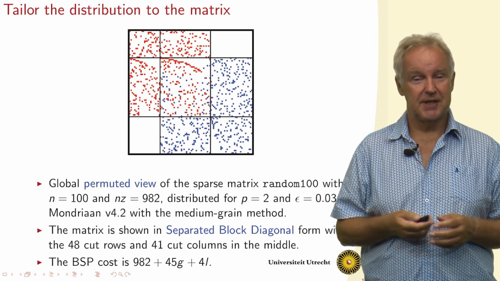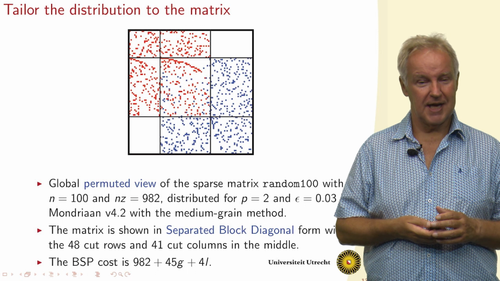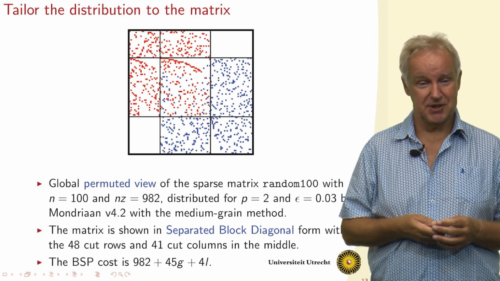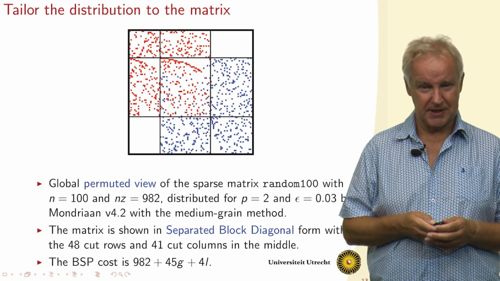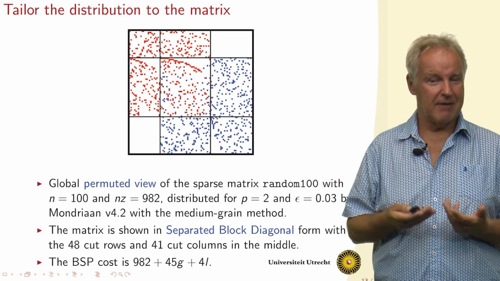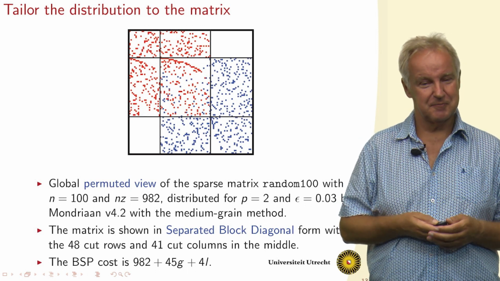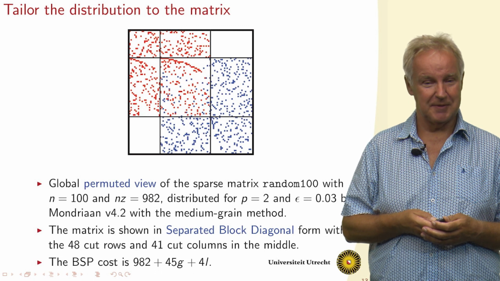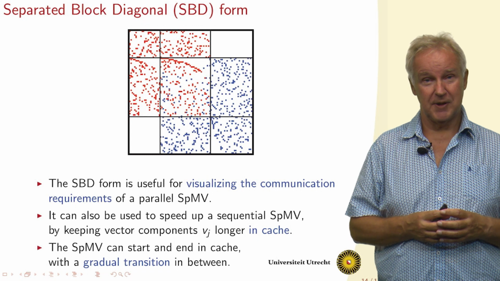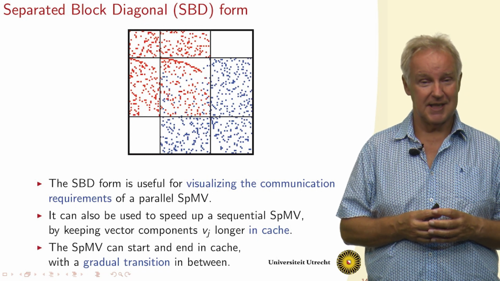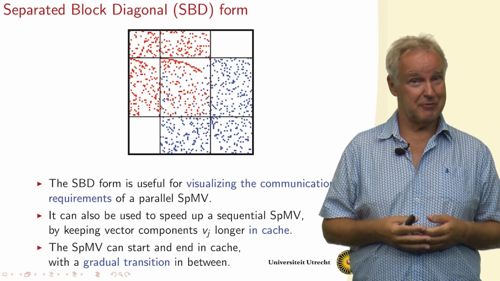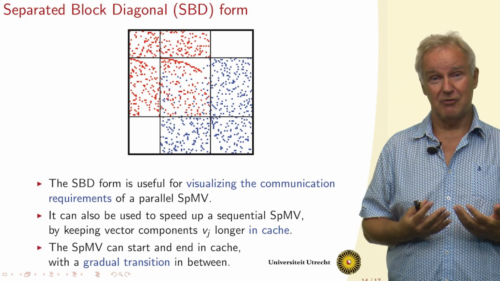So we have a BSP cost then of 982 plus 45 times g plus 4 times l for this matrix. The 982 means we have a good load balance, but we have a lot of communication here. This form of the matrix we call the separated block diagonal form, SBD form. So it's very useful for visualizing the outcome of a partitioning.